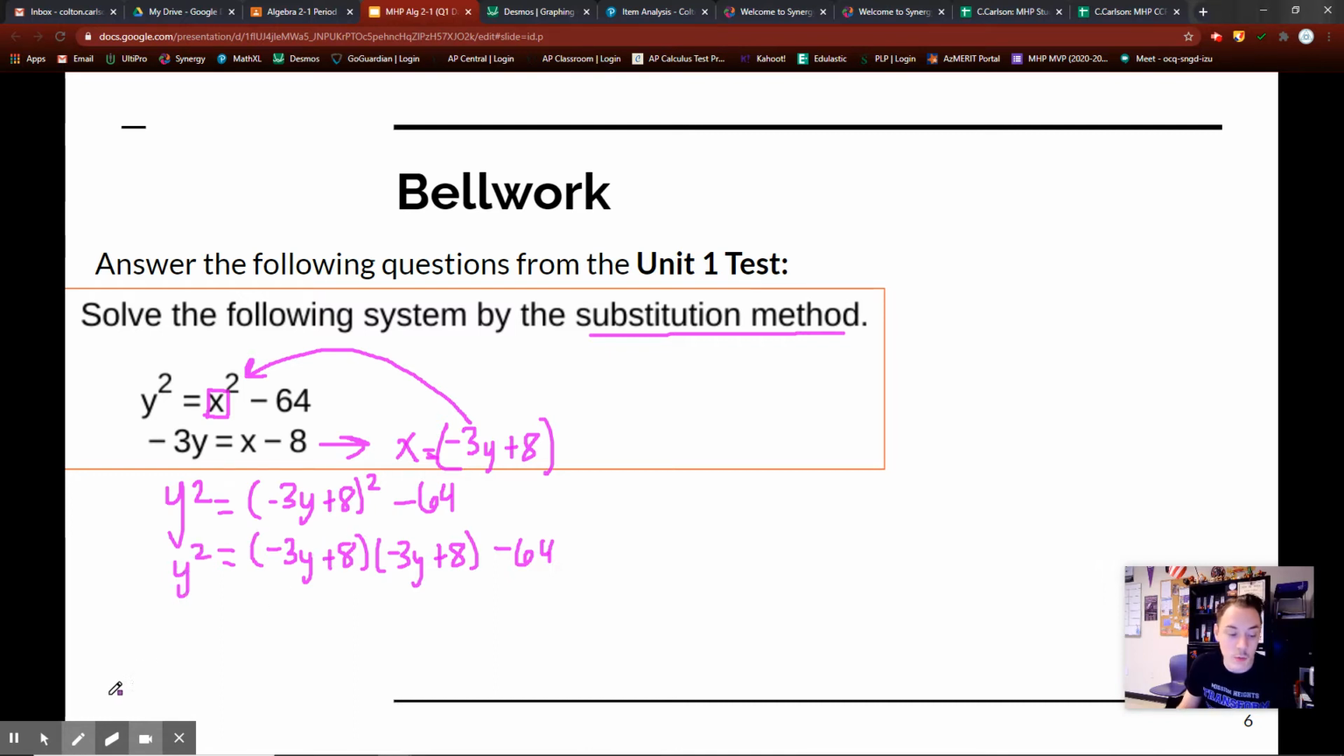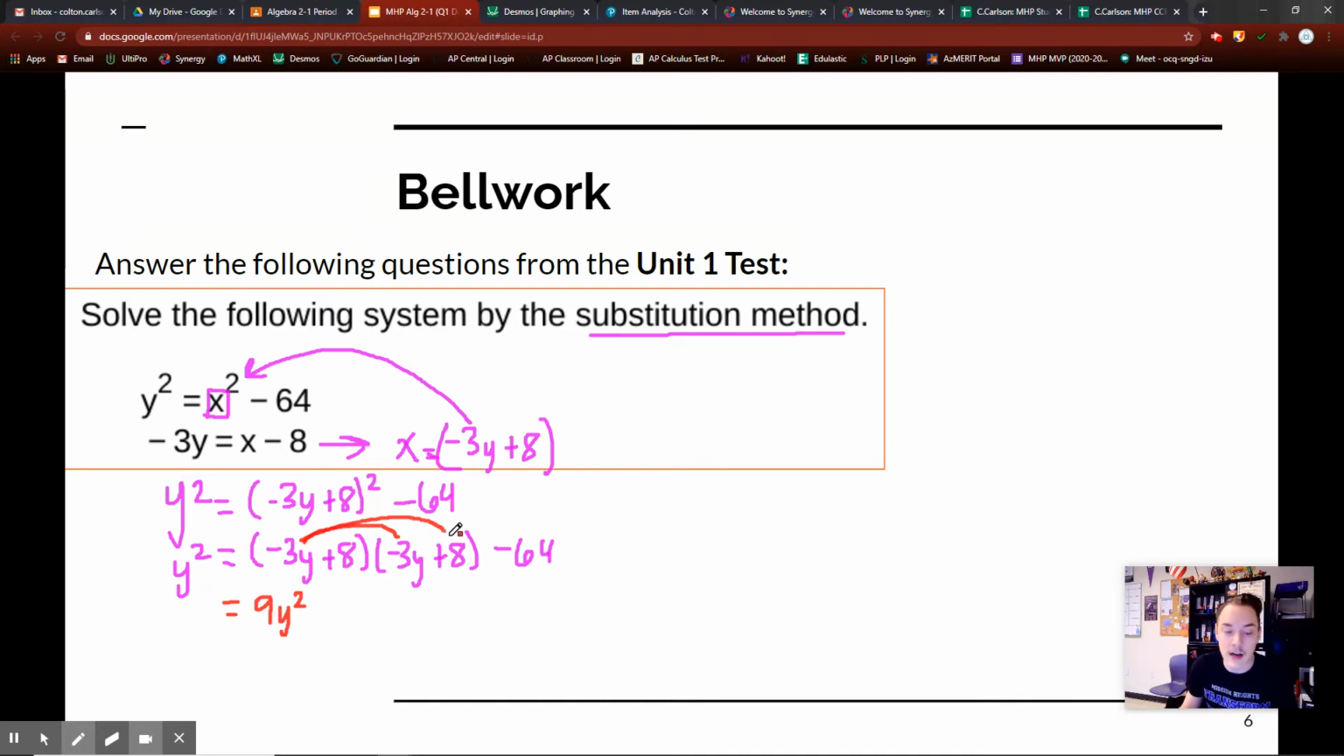So now what do I do? Well, I have to FOIL it, of course. That means negative 3y times negative 3y is positive 9y squared. That's important. It's positive 9y squared. A negative times a negative is a positive, 3 times 3 is 9, and y times y is y squared. So I get all 3 points there. Positive, which I don't write, 9, and then y squared.